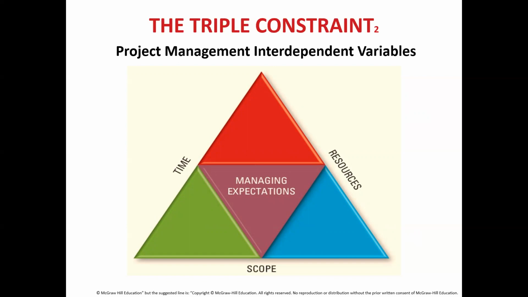Increasing a project's scope means either increasing the project's time frame or increasing the project's cost, or both, to meet the increased scope changes. Project management is a science of making trade-offs among time, resources or costs, and scope.